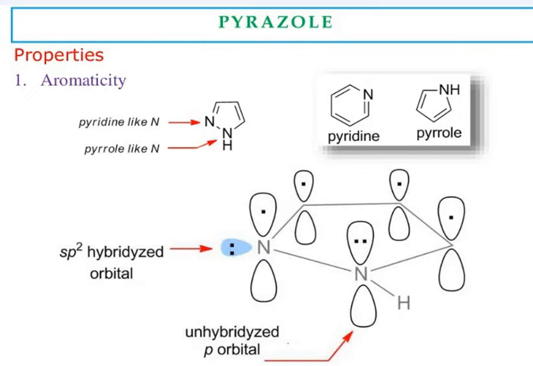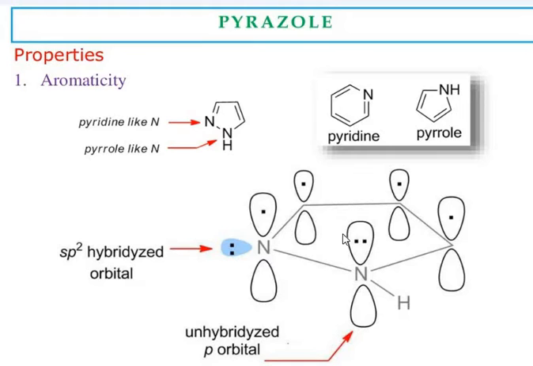This is the structure of pyrazoles. So there are two nitrogen here, one NH, one N. So this nitrogen is pyridine-like and this is the pyrrole-like. What does it mean? Why we are focusing here pyrrole and pyridine? Because they are opposite in properties. We will learn later on. So this is the complete structure of pyridine and this is the complete structure of pyrrole.